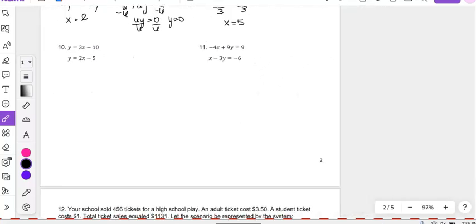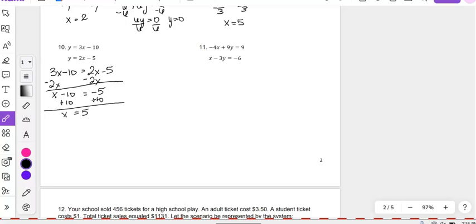Number 10, y equals 3x minus 10, and y equals 2x minus 5. They are both y equals, so I can set these two equations equal to each other. So 3x minus 10 equals 2x minus 5. I'm going to subtract 2x. I have x minus 10 equals negative 5. Add 10. X equals 5. I'm going to plug that back into one of my original equations.